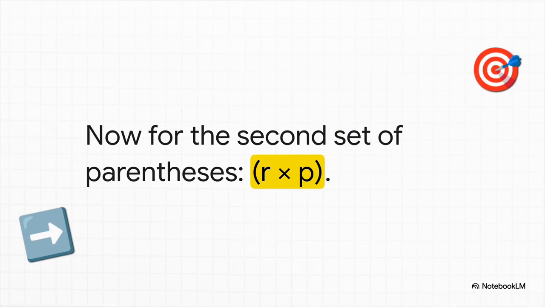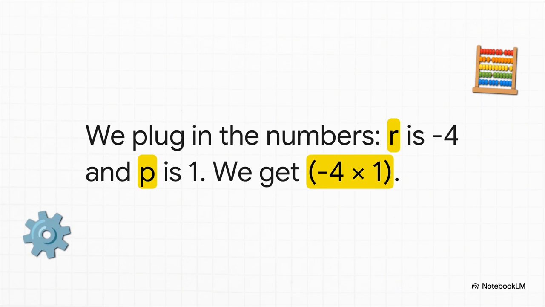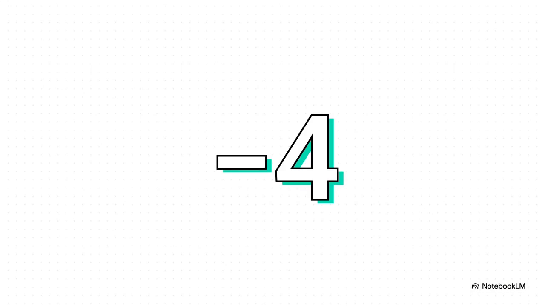All right, let's keep the momentum going. We still have to follow that parentheses rule, so let's tackle the second set, r multiplied by p. And again, we just plug in the numbers. r is -4 and p is 1. So we've got -4 times 1. And that gives us -4. And just like that, all the work inside the parentheses is officially done.